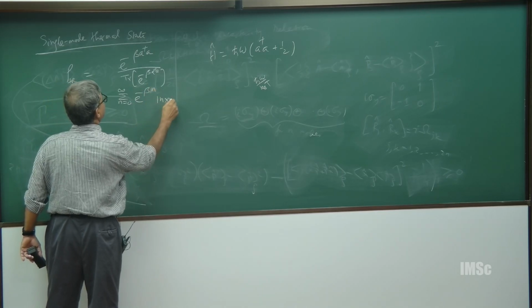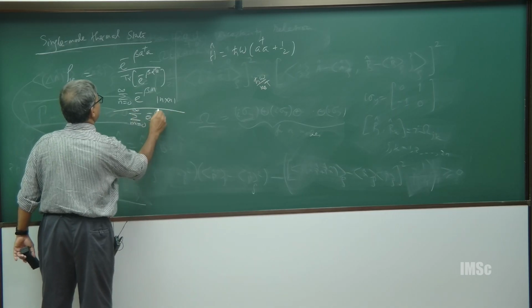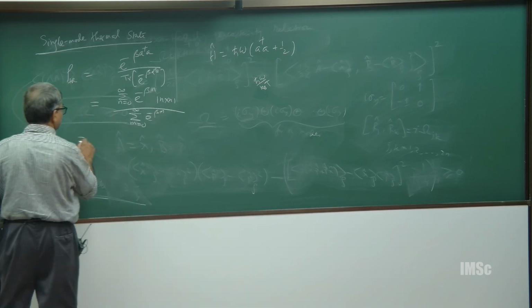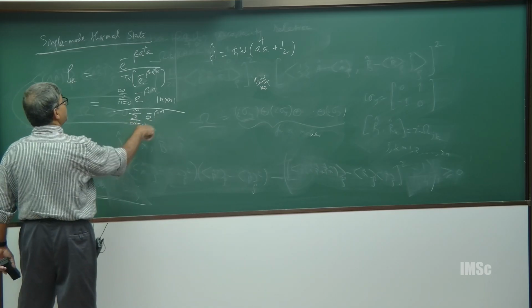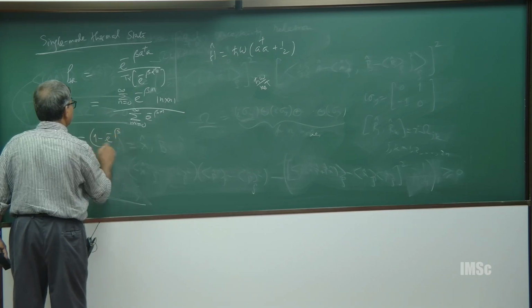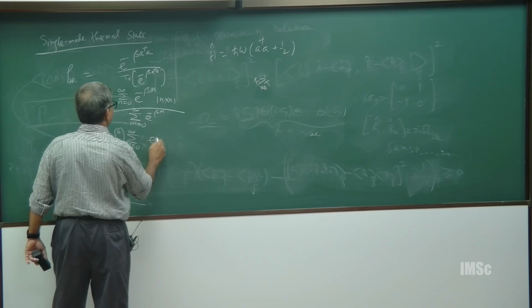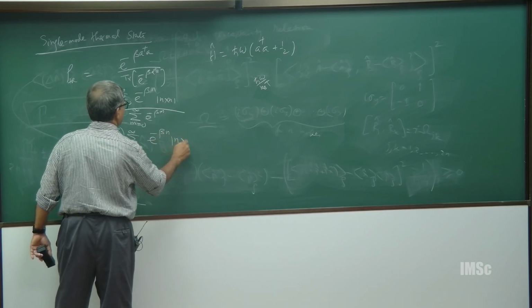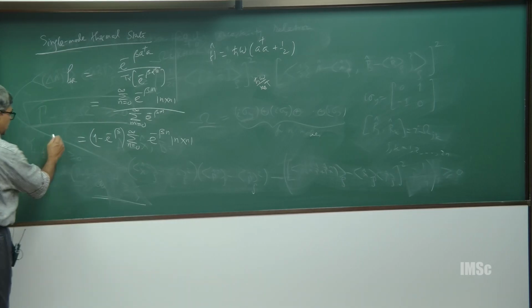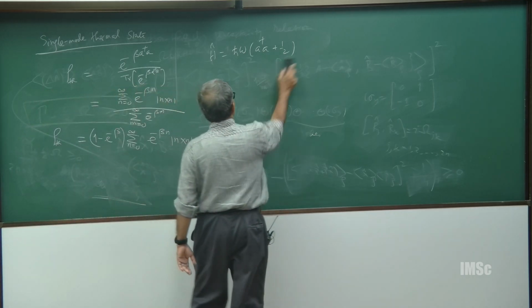So the trace is the sum over n from 0 to infinity of e to the power minus beta n, and rho thermal is 1 minus e to the power minus beta, times the sum over n from 0 to infinity of e to the power minus beta n, ket n bra n. This is your thermostat, and now you can talk about the average photon number.